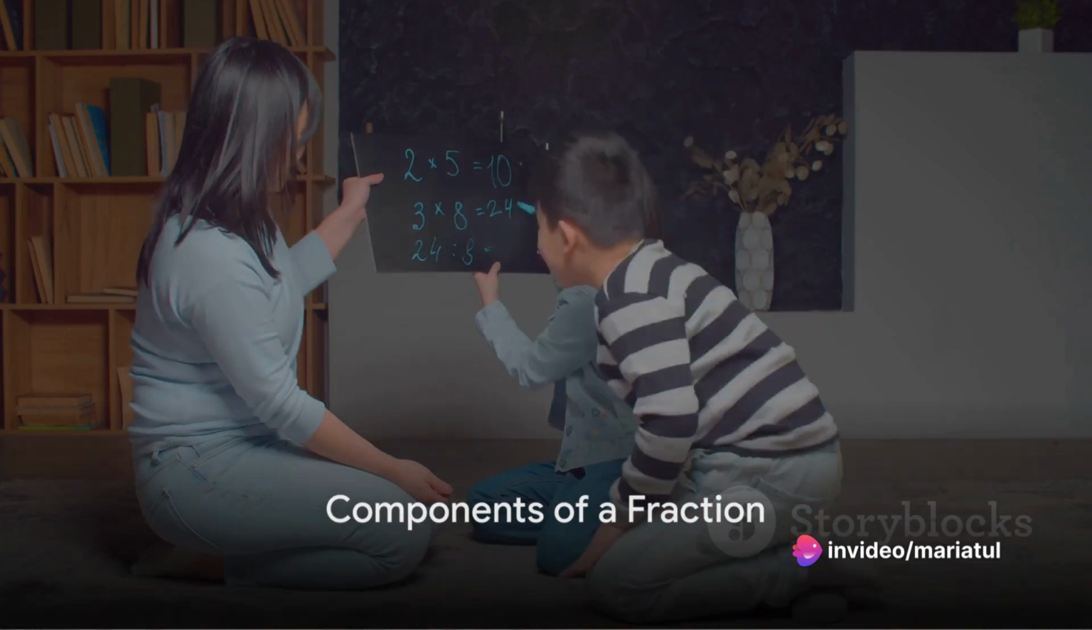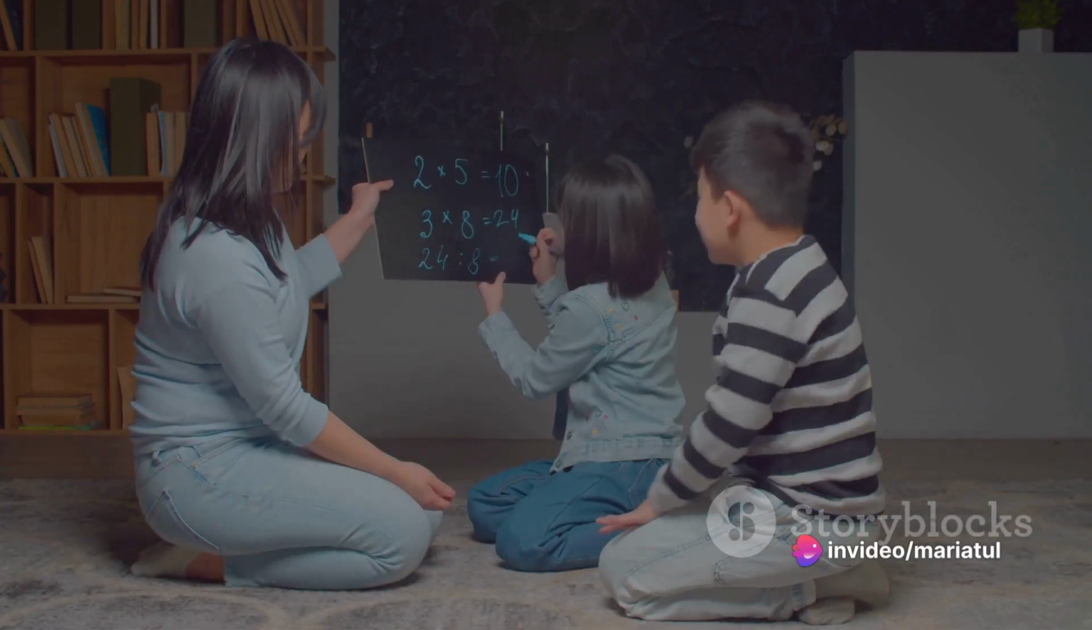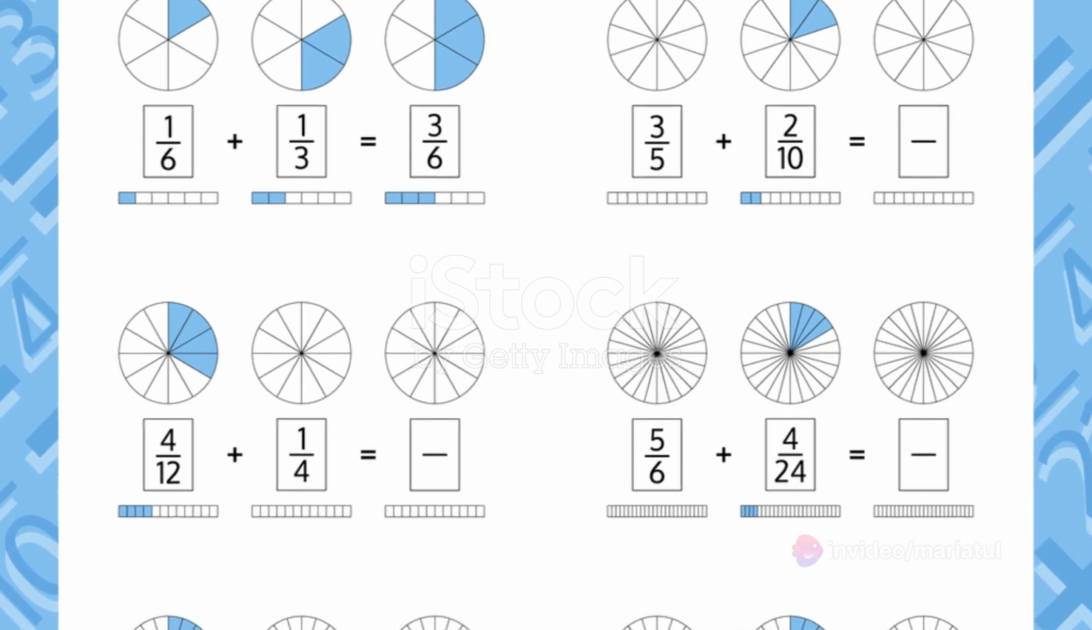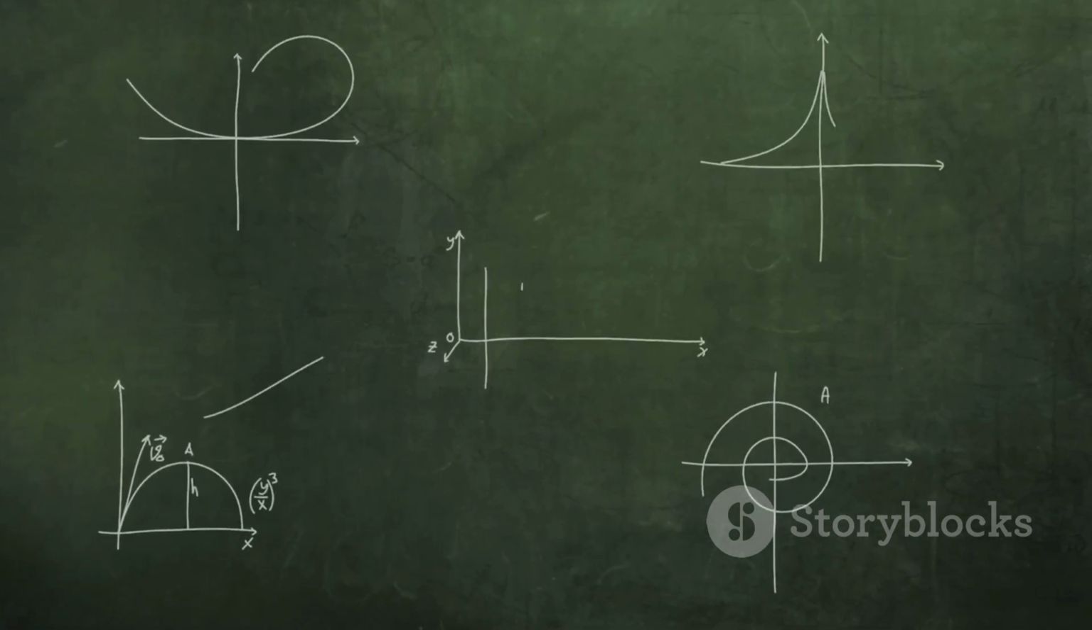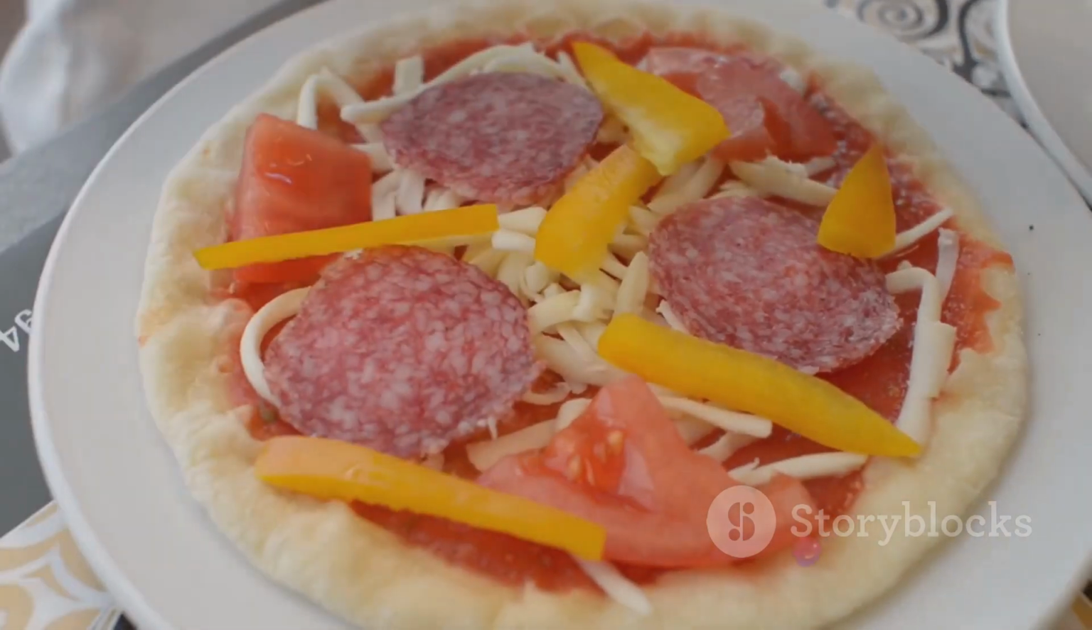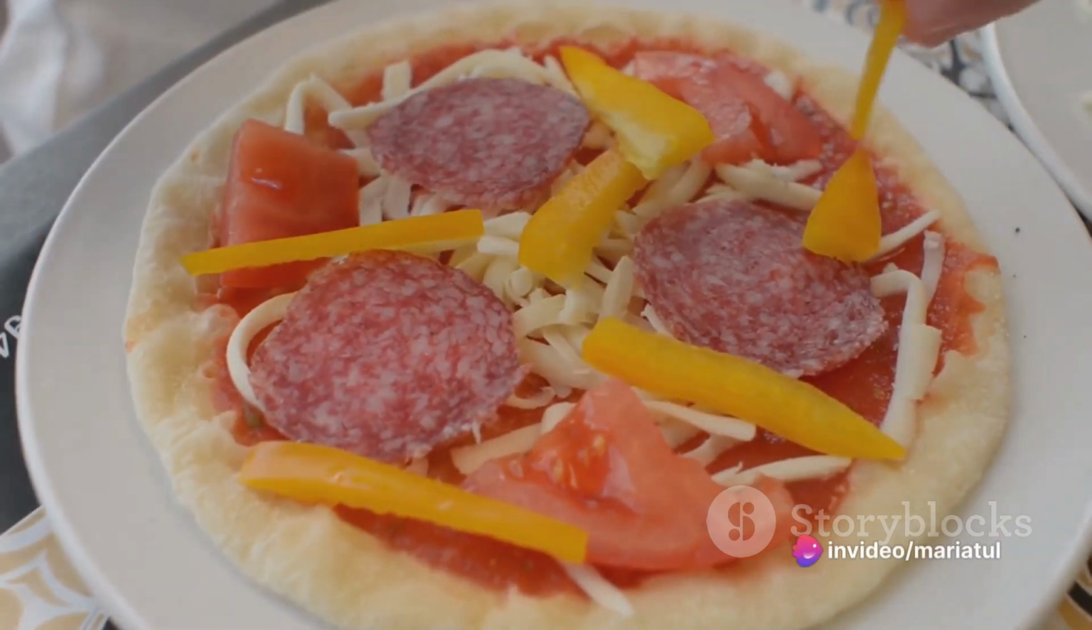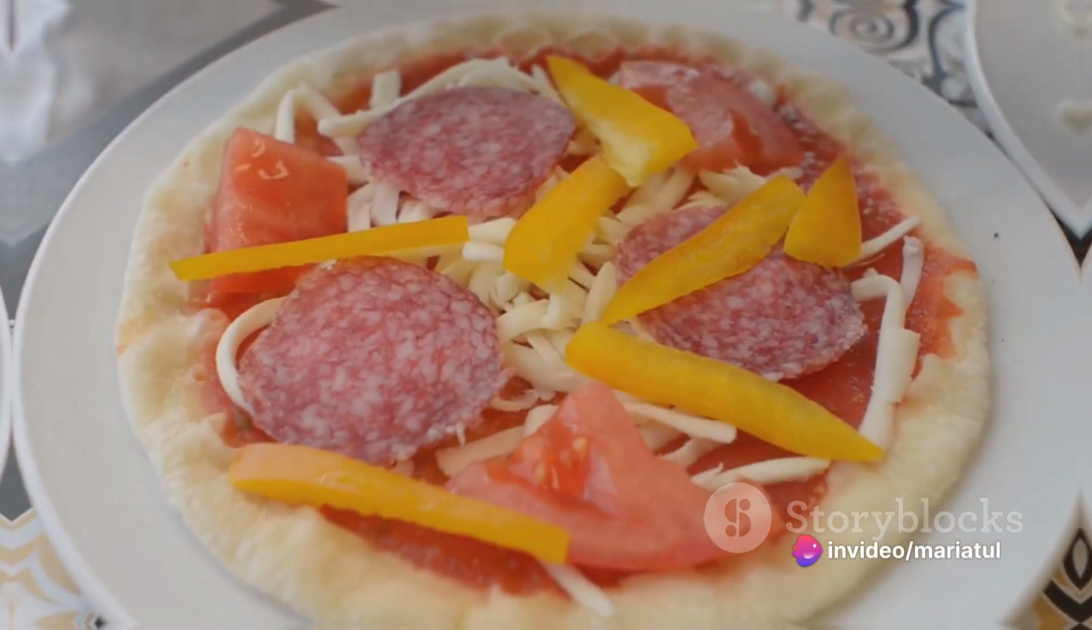A fraction consists of two numbers, the numerator and the denominator. The numerator tells us how many parts we have, and the denominator tells us how many equal parts the whole is divided into. So if we go back to our pizza example, if you have one slice out of 8, your fraction would be 1/8.